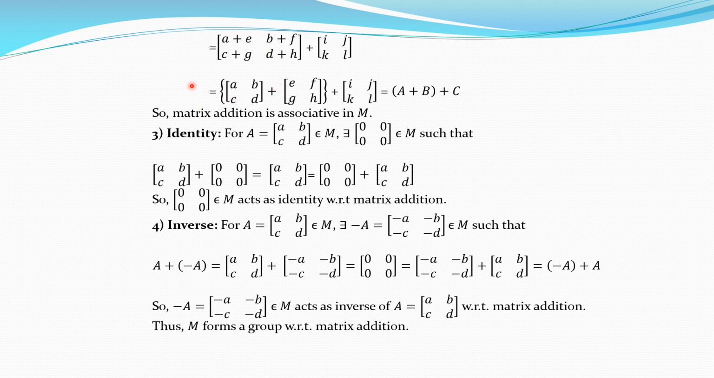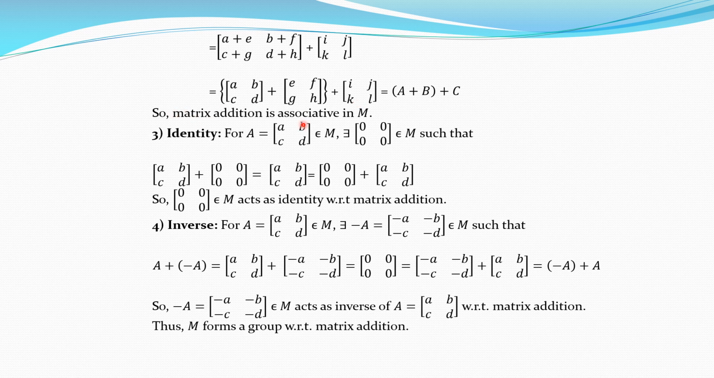Now this is A, this is B and this is C. So finally it is (A plus B) plus C. So starting with A plus (B plus C), finally we got it is equal to (A plus B) plus C. So matrix addition is associative in M.